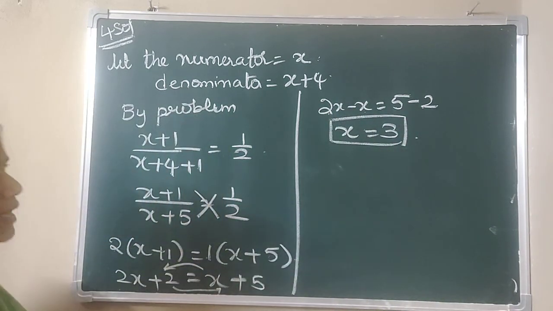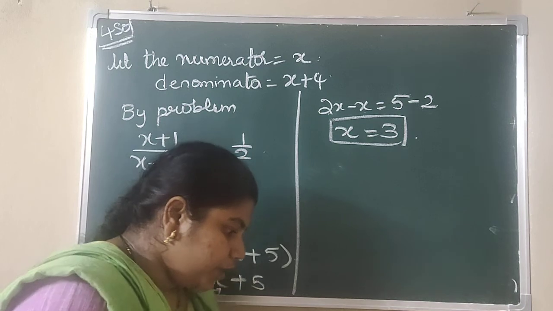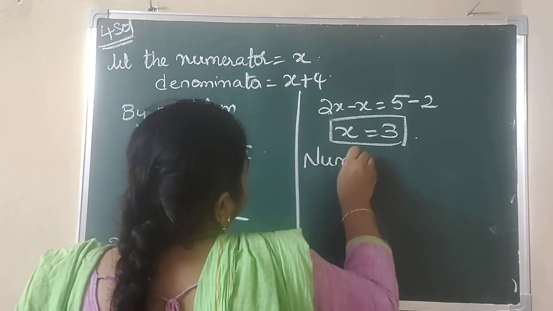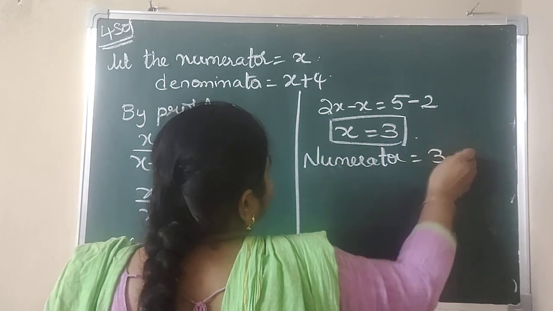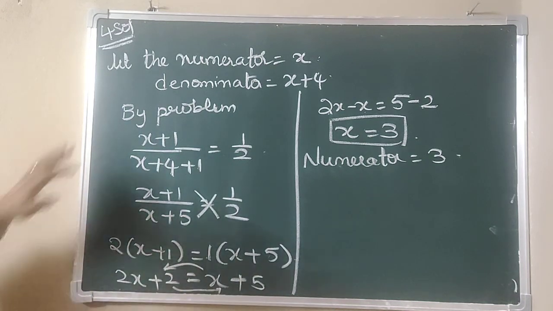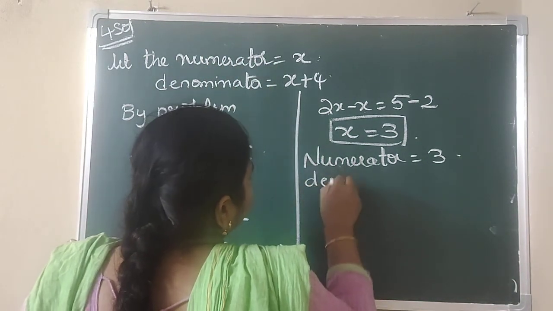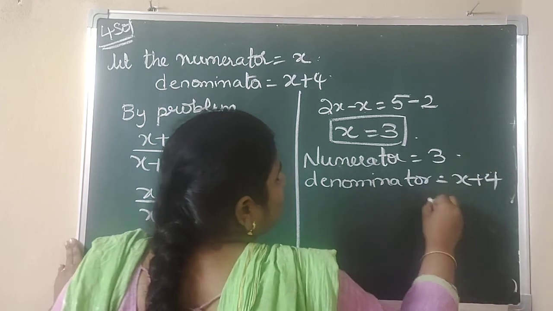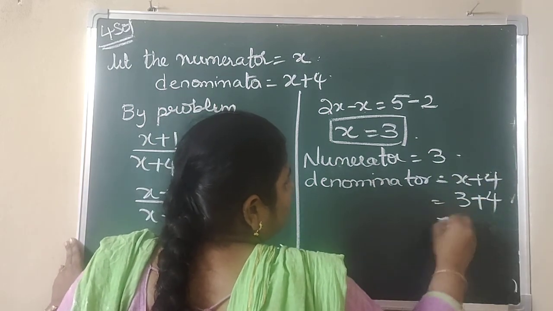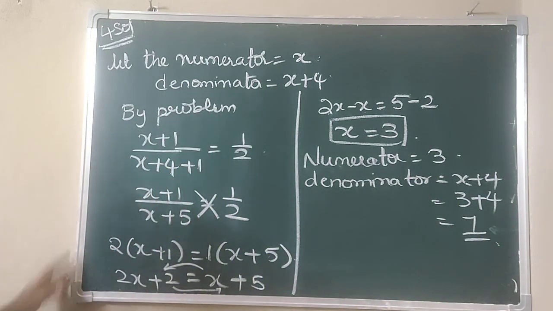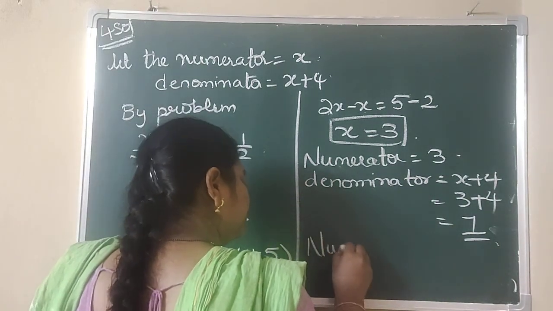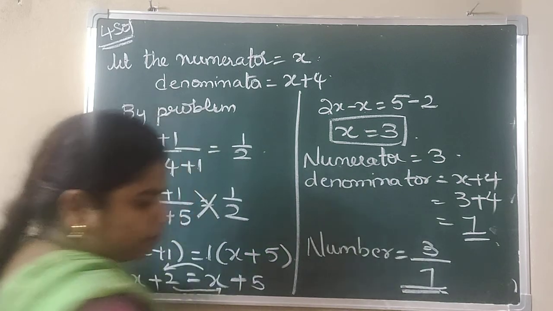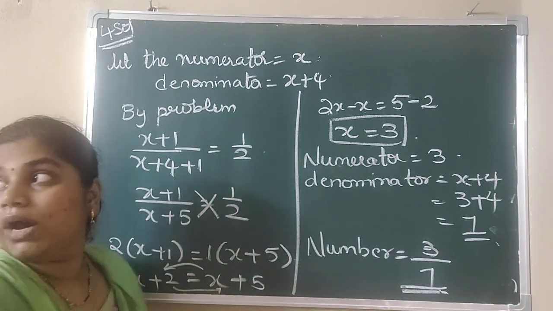So what is the x value? x is nothing but 3. 3 is the numerator value. Numerator we got as 3. Now we have to find the denominator. Denominator they have given as x plus 4. So denominator is equal to x plus 4. x value is 3, 3 plus 4 will be equal to 7. So what is the number here? Numerator is 3 and denominator is 7. So the number is 3 by 7. So this is our required number.